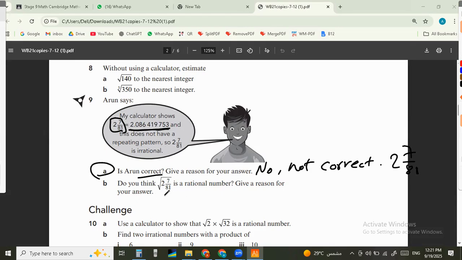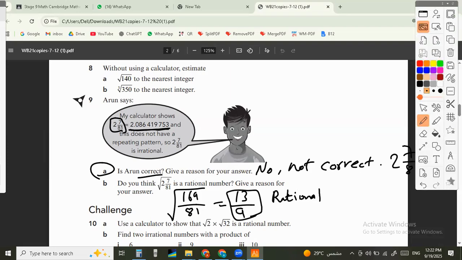All right. Do you think that the root of 2 and 7 over 81 is a rational number? Give a reason for your answer. Well, if you convert this into an improper fraction, 81 times 2 is 162, plus 7 is 169. Over 81 remains the same. The root of it, even if you use the calculator, is 13 over the root of 81, which is 9. It can be written as a fraction, mister. Yes, it is rational. All right, next.